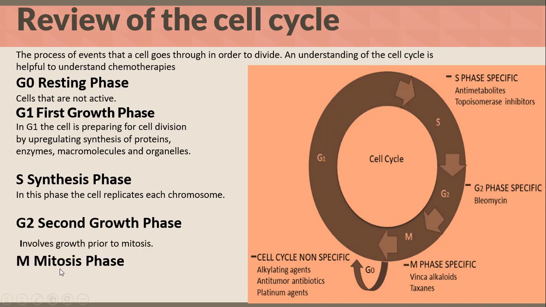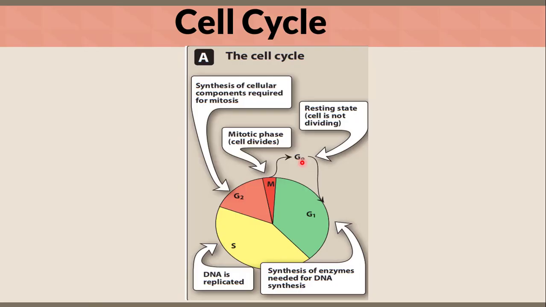For the M, mitosis phase, as you can see here, M phase is where the cell divides through the process of mitosis, and vinca alkaloids and taxanes are M phase specific drugs. The cell cycle, as you can see here, starts on the G0, resting state, where the cell is not dividing. After that, G1, synthesis of enzymes needed for DNA synthesis. After that, S phase, DNA is replicated, and in the G2, synthesis of cellular components required for mitosis. And finally, M, the mitotic phase, where the cell divides.